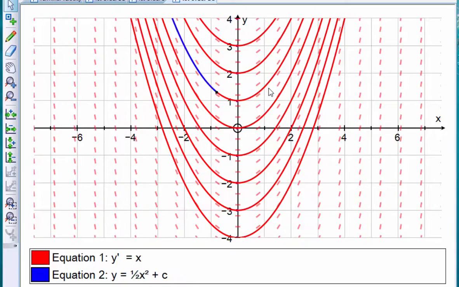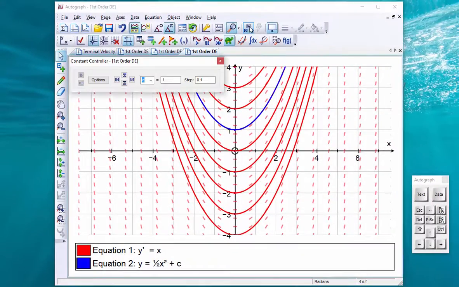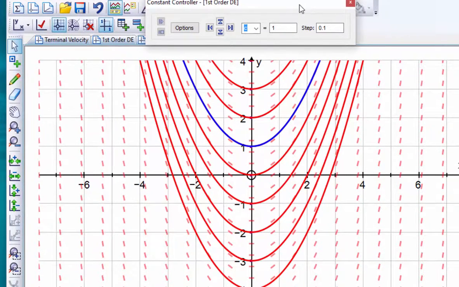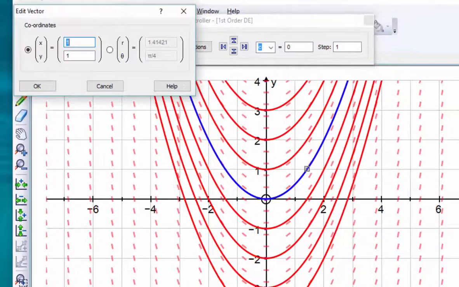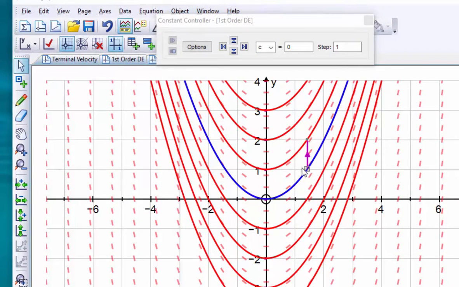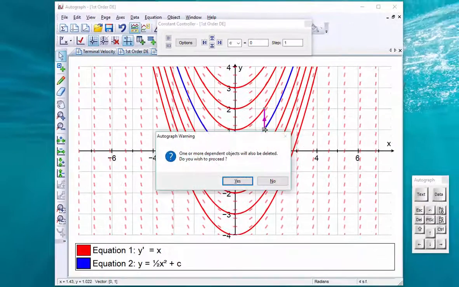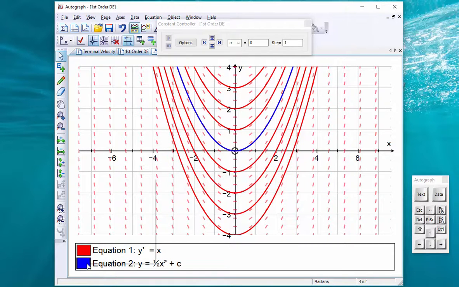Should be coming down here, where it comes. Yep. So what are all the other ones? Well, if we use the constant controller, you can see that by making the step 1, you can just march up and down the same solutions. Now, drawing parabolas that are separated vertically isn't always a natural thing to do for a lot of students. So if we just put a point on here and then right click, do a vector of 0, 1, you can see that it is indeed the vertical displacement. Okay, let's delete that, and let's delete the equation.